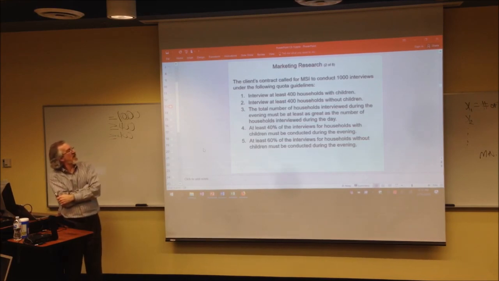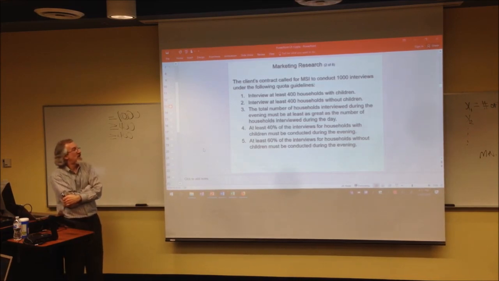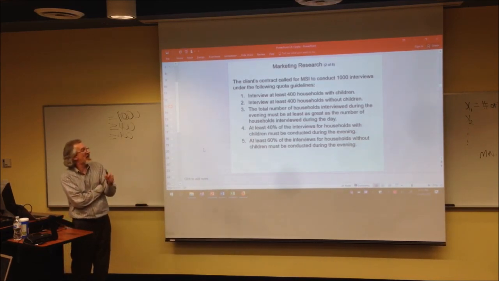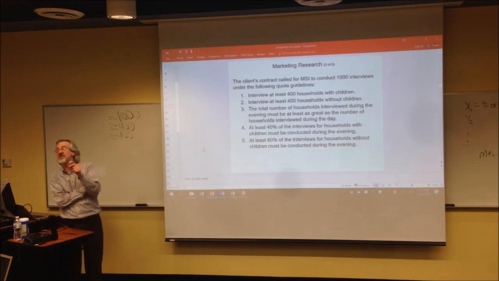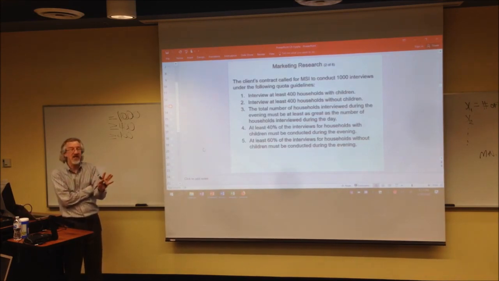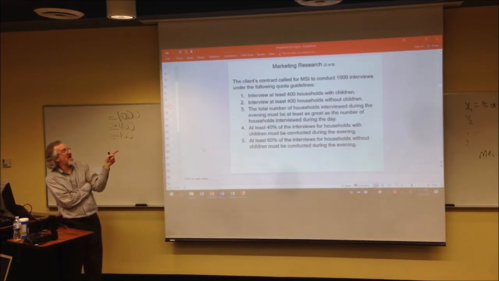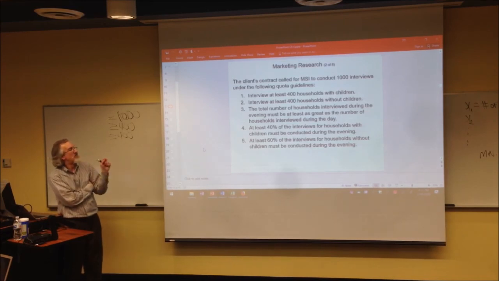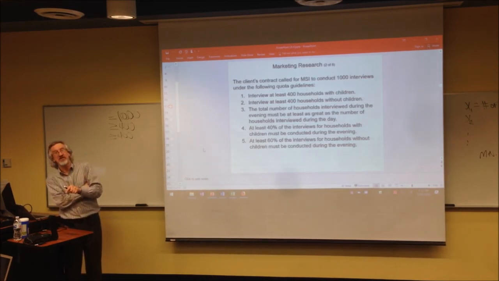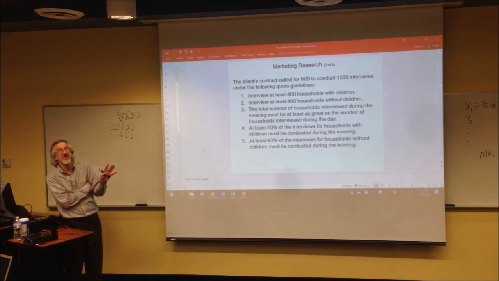The total number of households interviewed during the evening, think about this, must be at least as great as the number of households interviewed during the day. We'll get to that one in a minute because we haven't defined our variables yet. This isn't about a number, this is about the variable. Number 4 says at least 40% of the interviews for households with children must be conducted during the evening. We'll get to that in a minute once we define our variables.